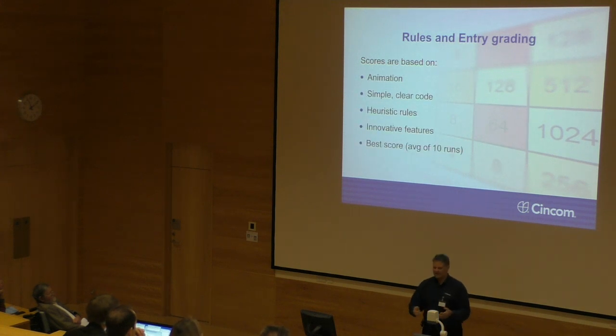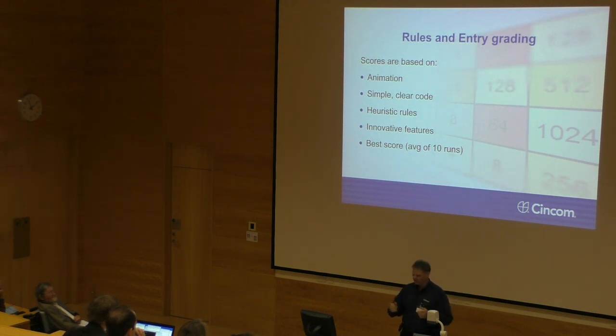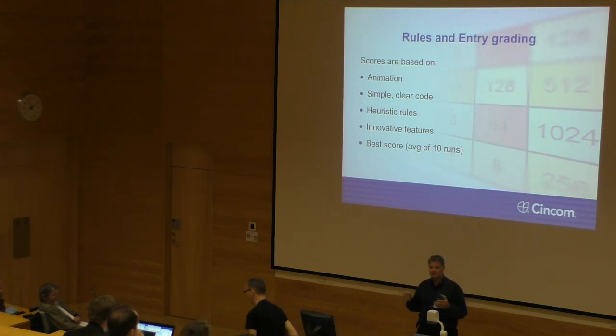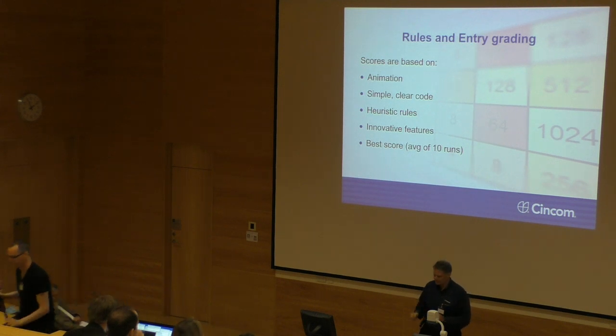So how do we grade the entries? The score is based on how well the animation is done, whether they provide simple and clear code with good Smalltalk design, and heuristic rules. I was looking for any innovative features that they built in. And if they provided autoplay, the average of 10 runs through the game. You might think the third one, heuristics, and the last one are related, but you can have something relatively simple and brute force produce a very high score versus some very clever heuristics.